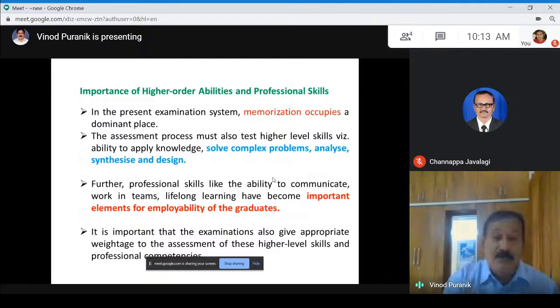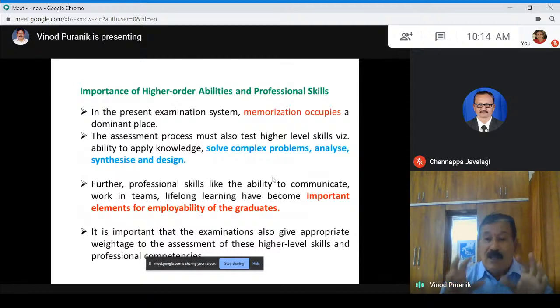And the assessment process must also test the higher level of skills, the ability to apply the knowledge. So very important is not only to memorize the things but how we are able to solve problems, solve complex problems, analyze, synthesize and design. So one more very important thing, again, I just want to add. Our professional skills like ability to communicate, work in teams, lifelong learning have become very important elements for the employability of the graduates. See, these are how we are able to define the problems. So these are the things that are there.